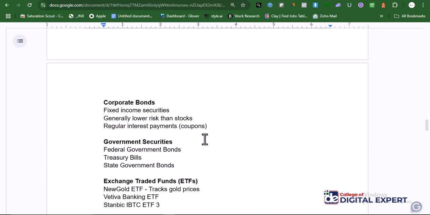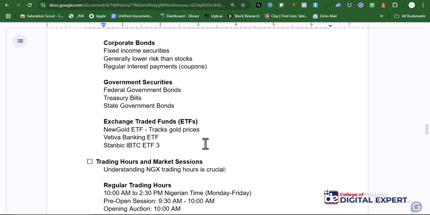Also, we have corporate bonds. They are fixed income securities. They generally have lower risk than stocks. They have regular interest payments. Those are corporate bonds. We have government securities, like government bonds and treasury bills. Government bonds are basically like the government borrowing money from you, and they give you a profit at the end of the agreed period.